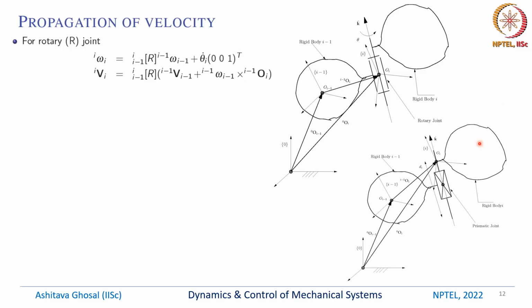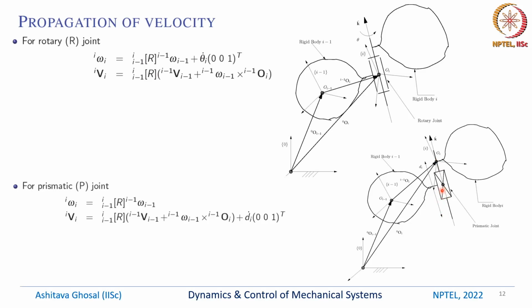If you have a prismatic joint, then the linear velocity of the ith rigid body will be nothing but the linear velocity of the I minus 1th rigid body plus some omega cross r, but we now have to add the translation at this prismatic joint. And how about the angular velocity? The angular velocity of these two rigid bodies is the same, because the prismatic joint does not allow any relative rotation. It only allows relative translation. So this is what is written in these two equations.